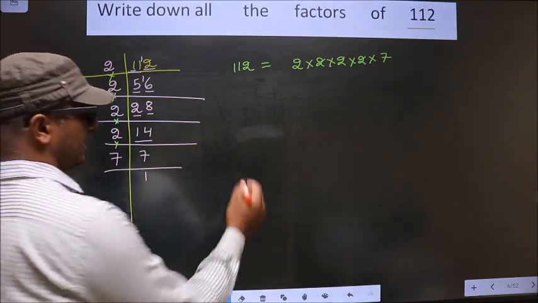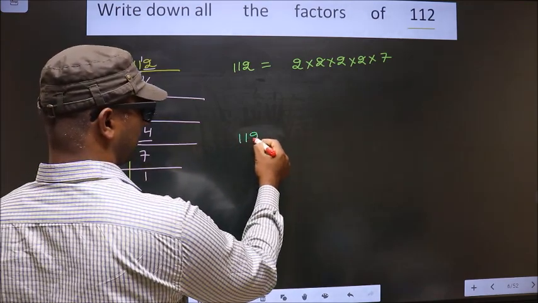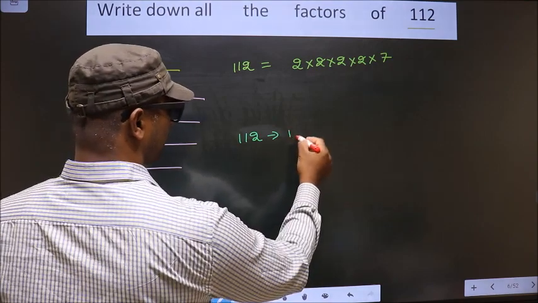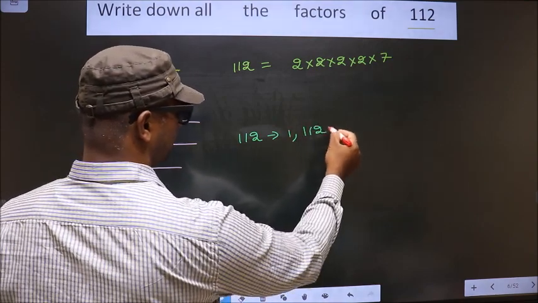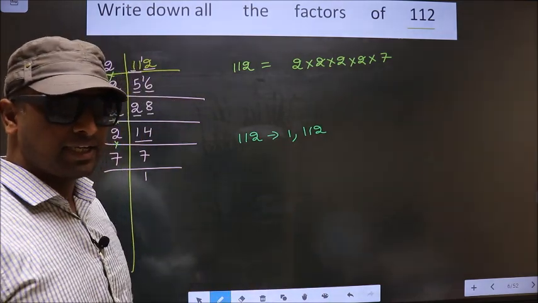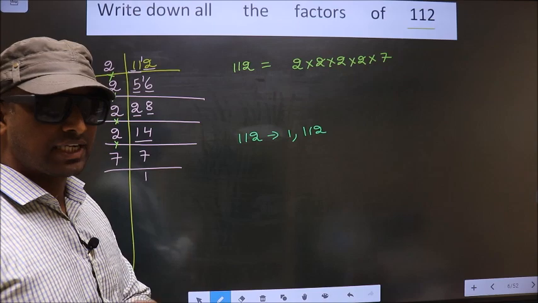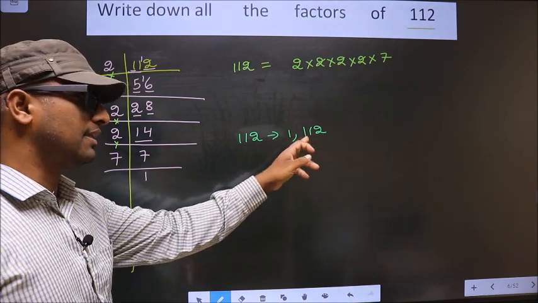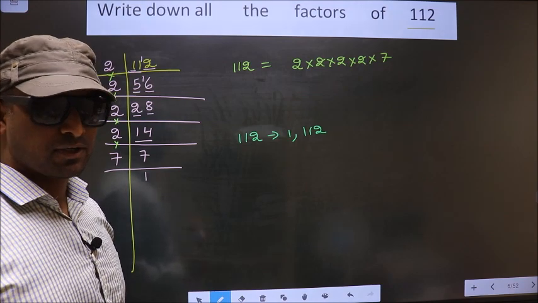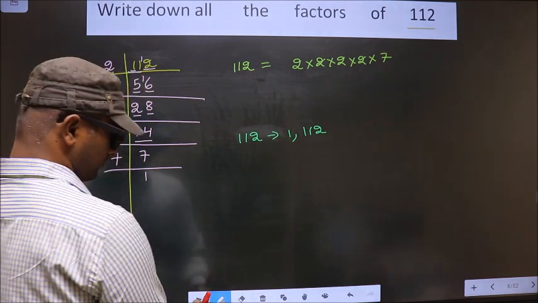Next, any number you take, that number will definitely include 1 and the number itself in its factors. I repeat, any number you take, that will definitely include 1 and the number itself in its factors. Okay. Next.